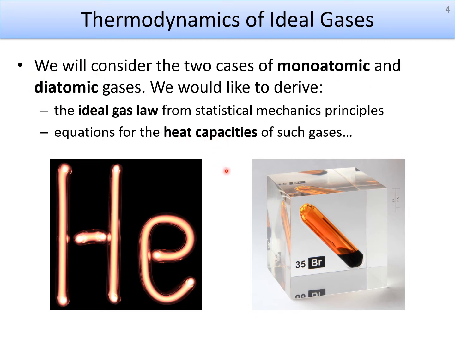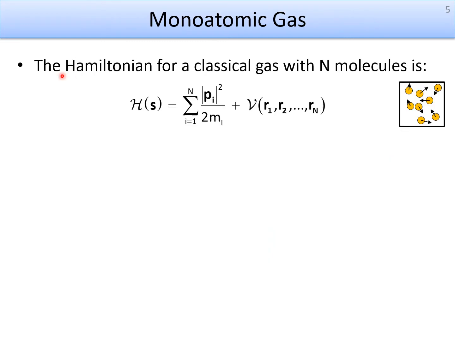So a couple of examples here. Helium is a monoatomic ideal gas. Bromine is a diatomic gas. There is a little bit of a liquid phase here, but we will deal with the gas phase for this one. Now the Hamiltonian for a classical gas with n molecules, n particles, is shown here, where this is the kinetic energy term and this is the potential energy term.